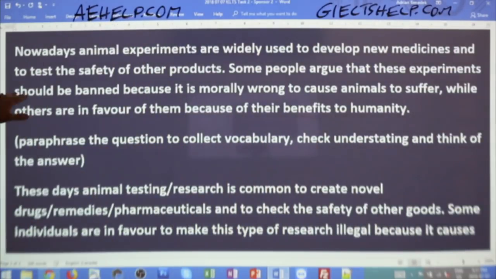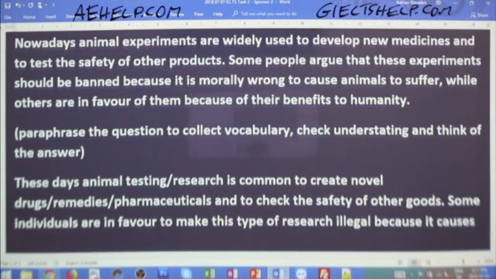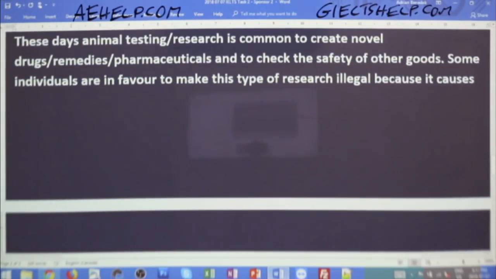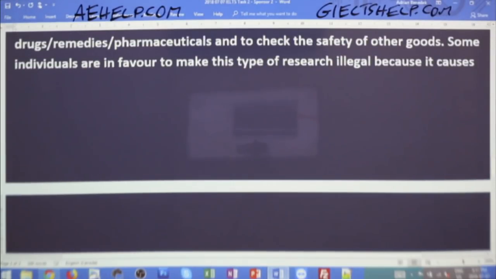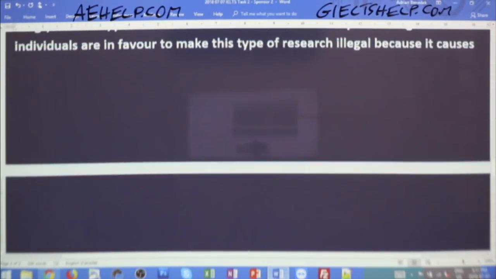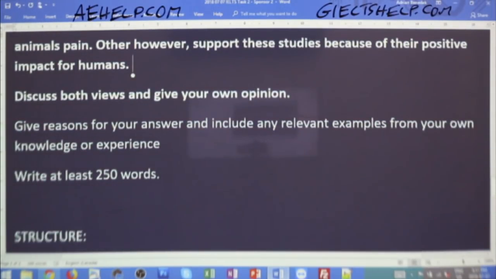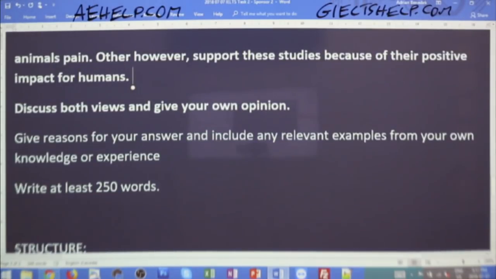So here we go, girls and guys. Nowadays, animal experiments are widely used to develop new medicines and to test the safety of other products. Some people argue that these experiments should be banned because it is morally wrong to cause animals to suffer, while others are in favor of them because of their benefits to humanity. Now here's the paraphrasing. These days, animal research is common to create novel drugs and to check the safety of other goods. Some individuals are in favor to make this type of research illegal because it causes animals pain. Others, however, support these studies because of their positive impact for humans.